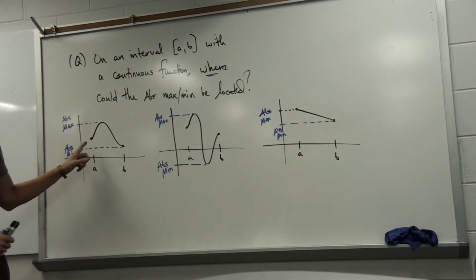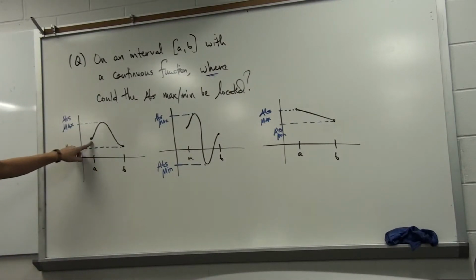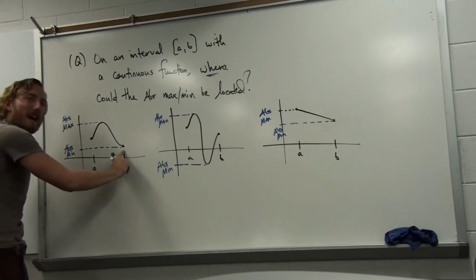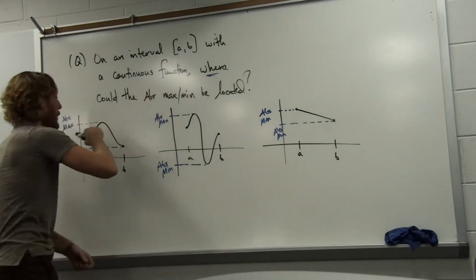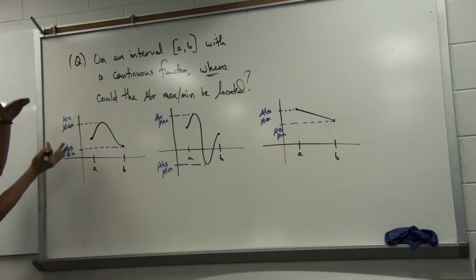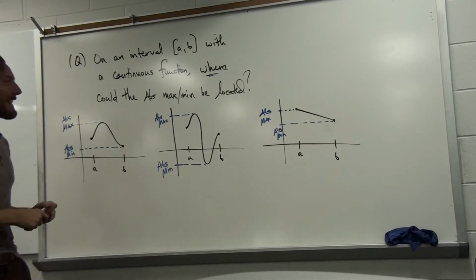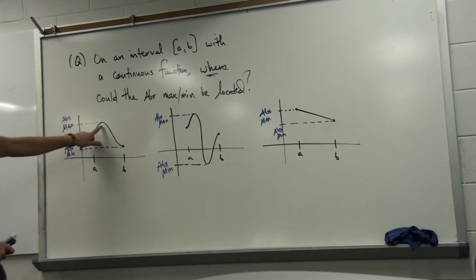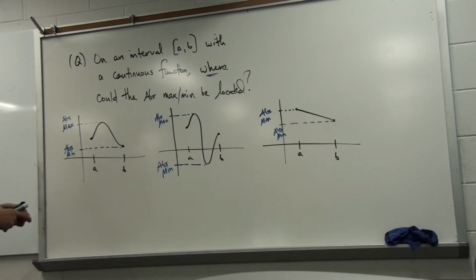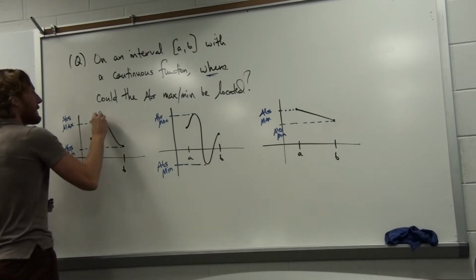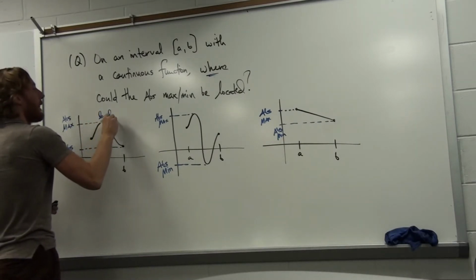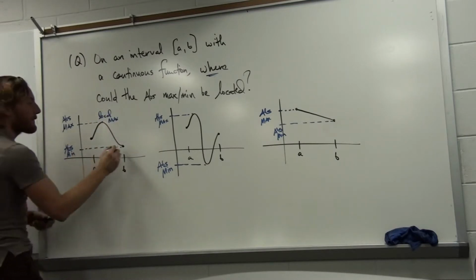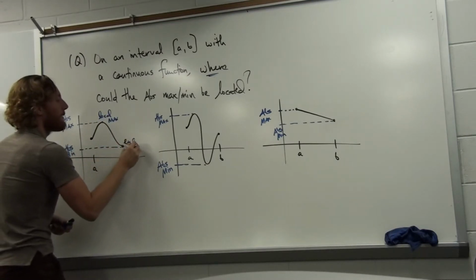Well, let's take a look at this example here. We've got a point at f of a, we've got a point at f of b, we're on the closed interval, we've got a continuous function, hence we've got an absolute max and an absolute min. The absolute max happens to be at a local max, and the absolute min happens to be at an endpoint.